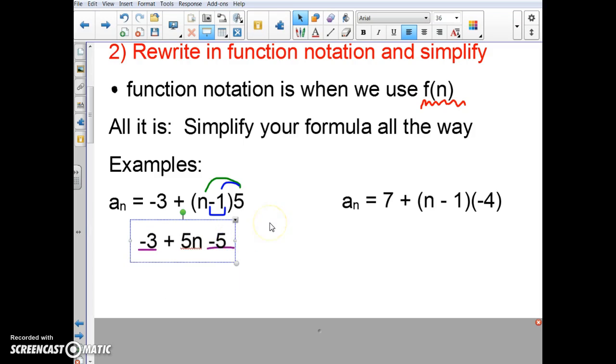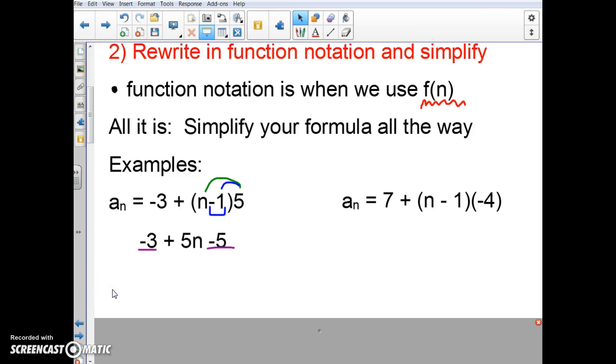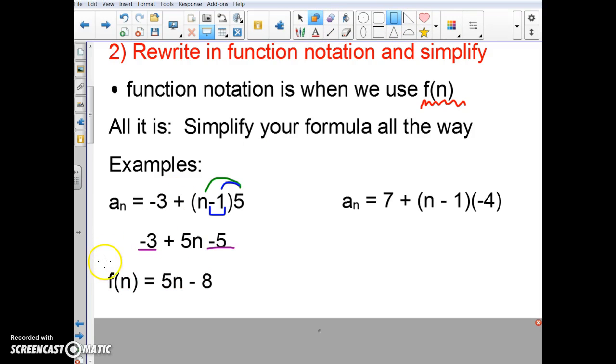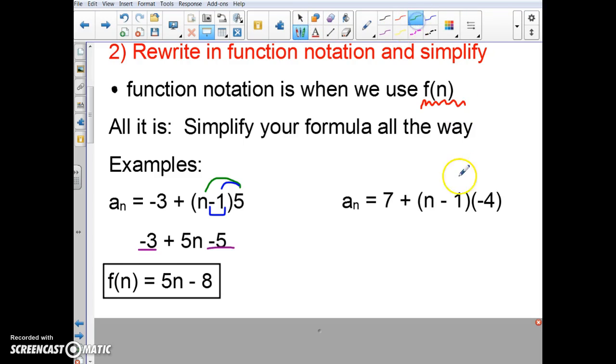And then to write out our final answer, we need to use function notation. So we'll be using f of n is equal to, and then I have my 5n, and this -3 and this -5 put together gives me a -8. Right, now the key component there, and what makes this our answer, not only that we simplified, is that we used f of n as our function notation. Right, so a similar process would happen here.